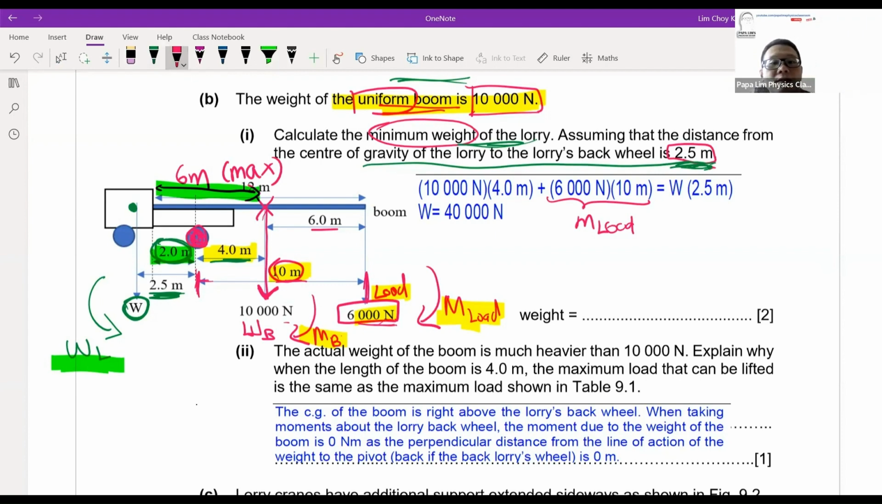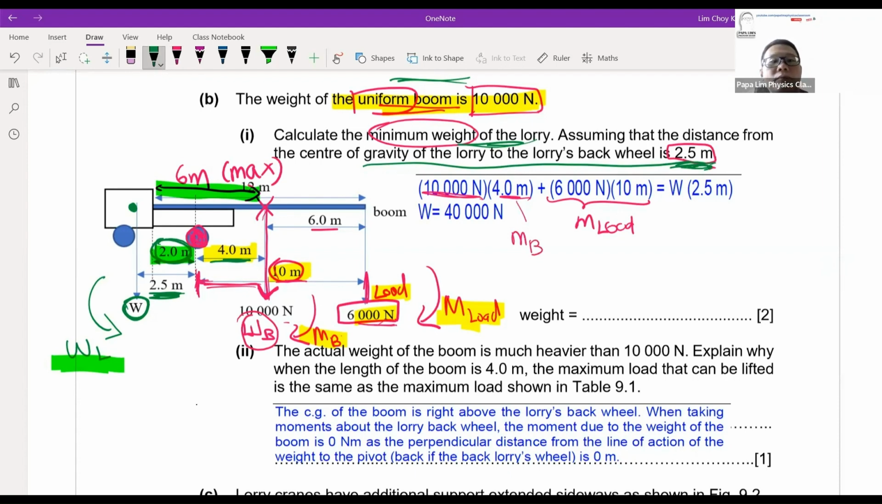As for the weight itself, the force that we are looking at is the weight of the boom, which is 10,000 Newton, which is here. And based on the analysis I mentioned to you, the weight is actually 4 meter from the back wheel, which makes the perpendicular distance 4 meter. So this portion here will be the moment of the boom itself.